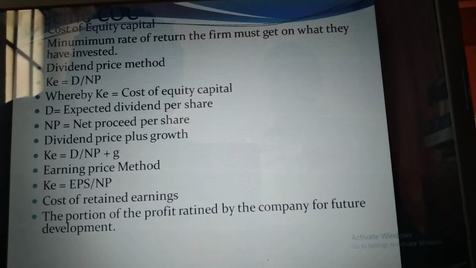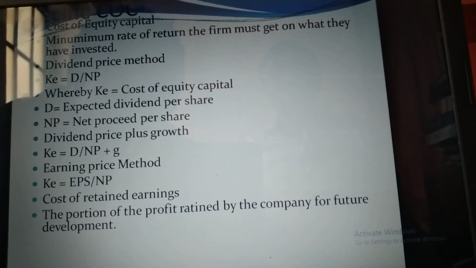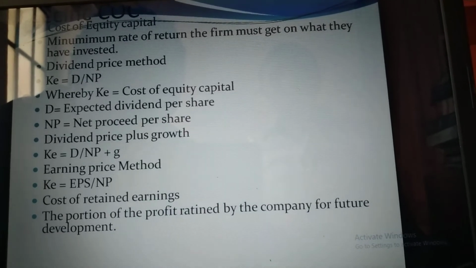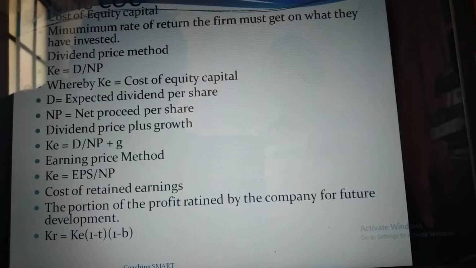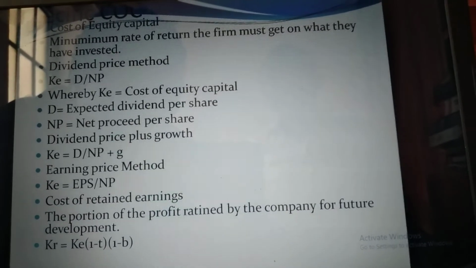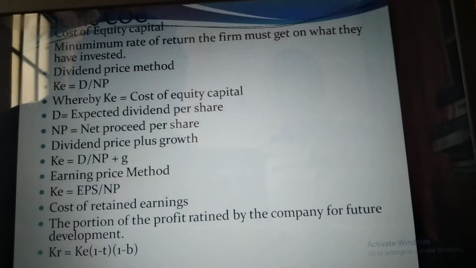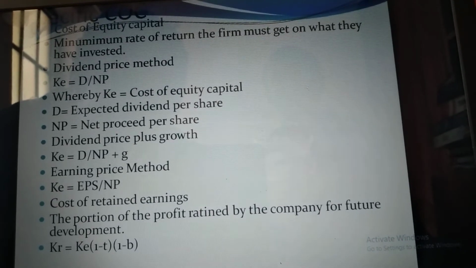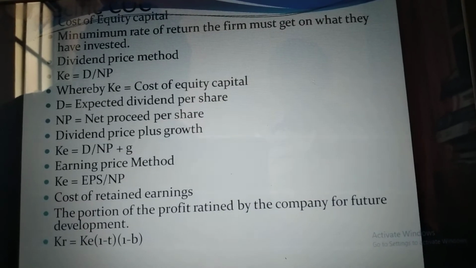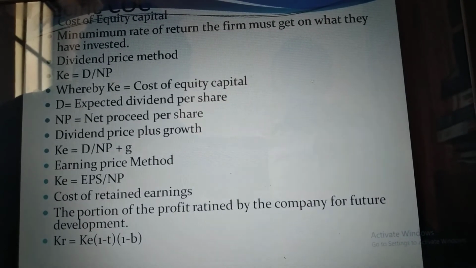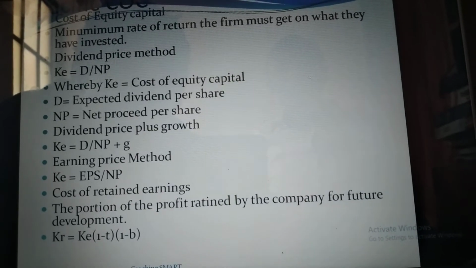Under this method, the portion of the profit retained by the company for future development, we have KR equals KE(1 - T)(1 - B), whereby, let me take you back, T is tax, and B is the brokerage cost.